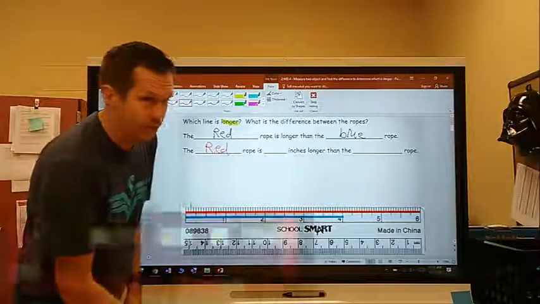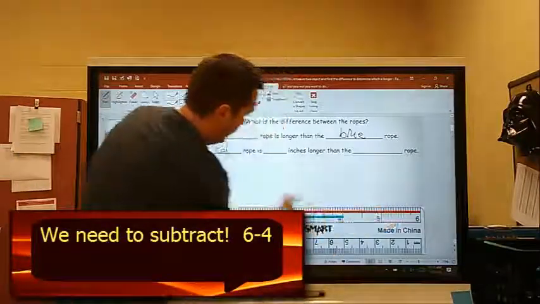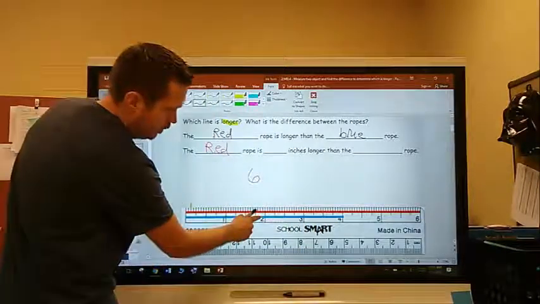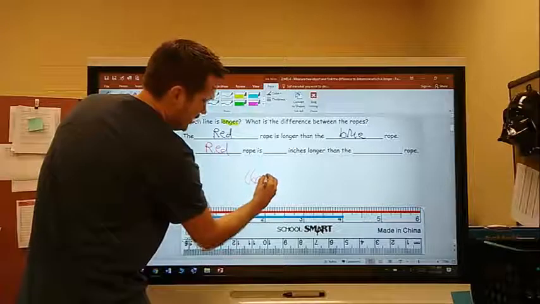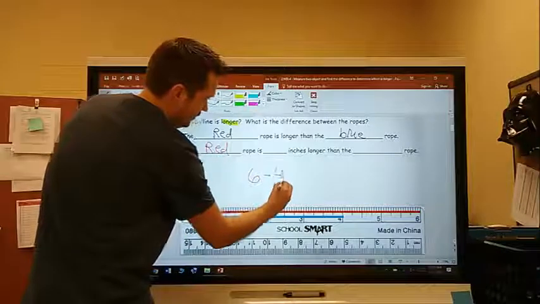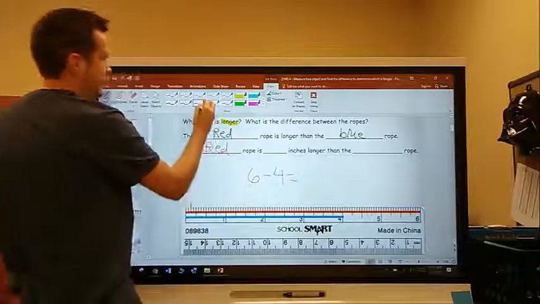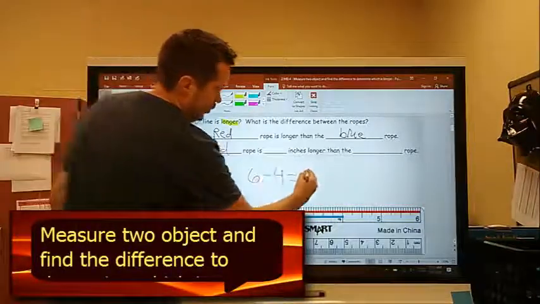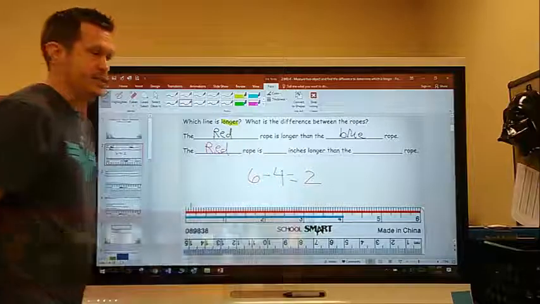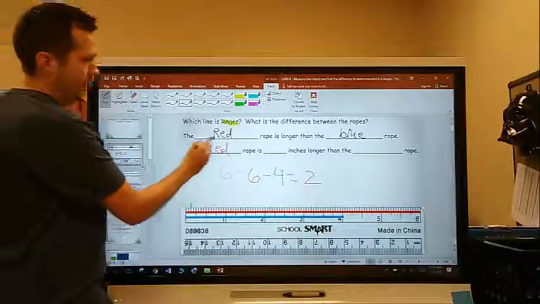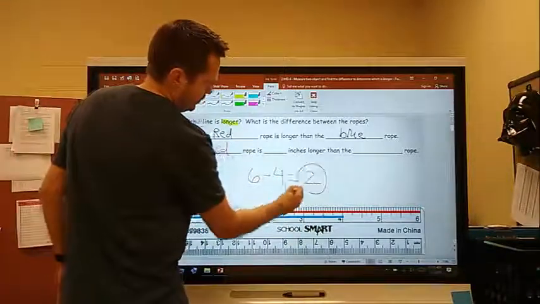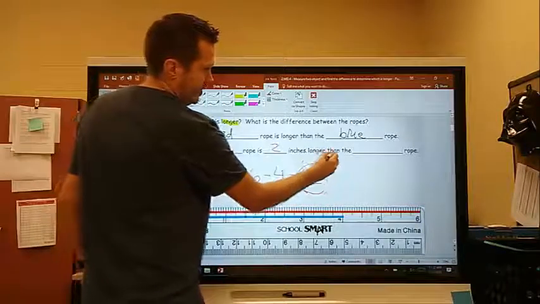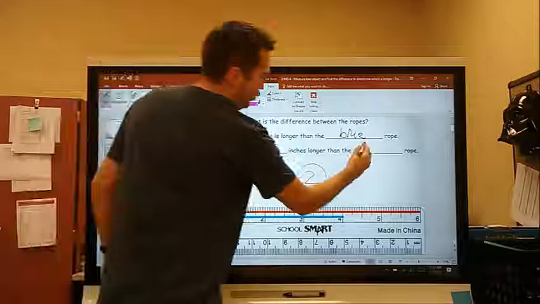Well, I need to do a little bit of math to figure that out. I know that the red rope is 6. I know that the blue rope is 4, so I'm going to say 6 minus 4. That's going to tell me how much longer the red rope is. 6 minus 4, I know, is 2. That's a pretty easy math. So the red rope is 2 inches longer than the blue rope.